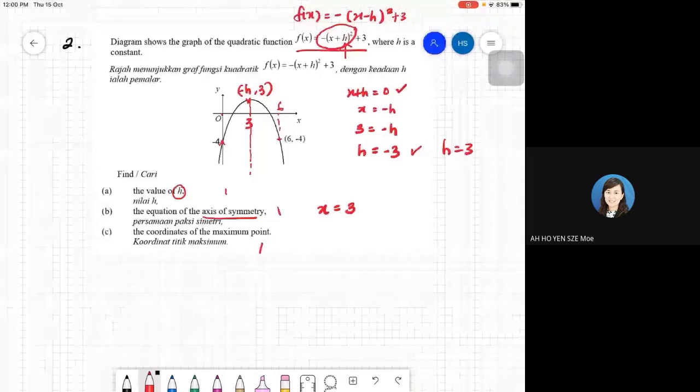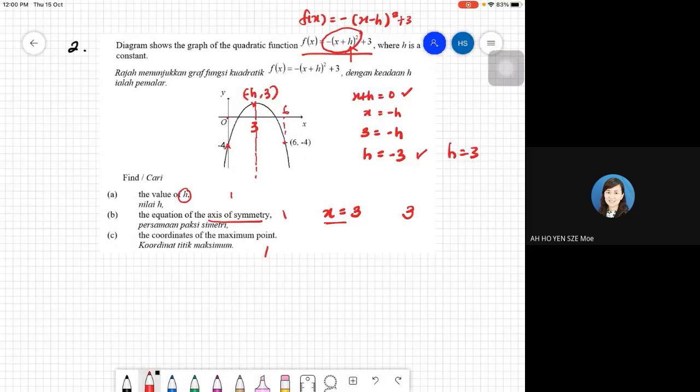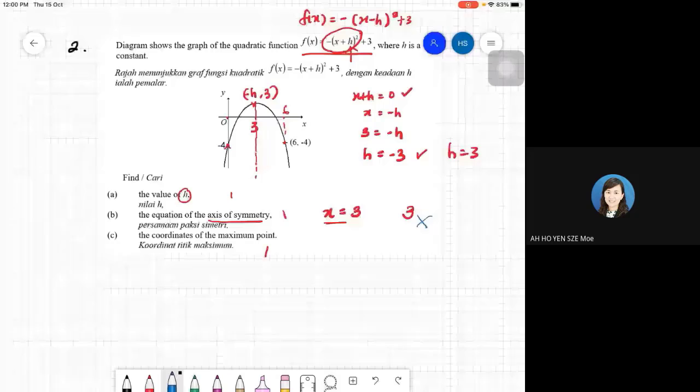Ini selalu pelajar buat kesilapan juga. Okay, so ingat to write out the axis of symmetry. Front here must be right X equal to. If you give your answer 3 only, so you cannot get the marks. Tak dapat markah, ini salah. Tak dapat 1 markah. Okay, mesti ada nampak X sama dengan 3. Okay, tapi untuk yang A tu you telah tulis saja negatif 3 tak masalah, because the question ask you to find the value of H. Okay, but equation of axis symmetry no.